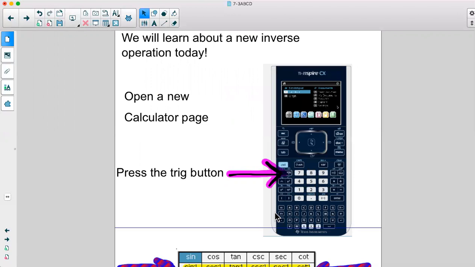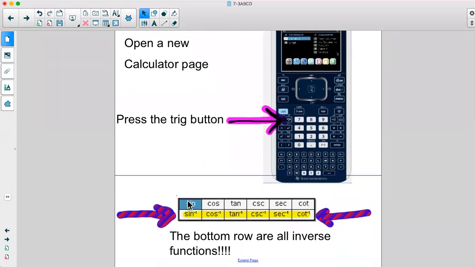You're going to need to find your trig button, and this time when you click on the trig button, I want you to notice the bottom row. The bottom row we haven't used before. They are all the inverse functions, and that's what we're going to need to find missing angles.